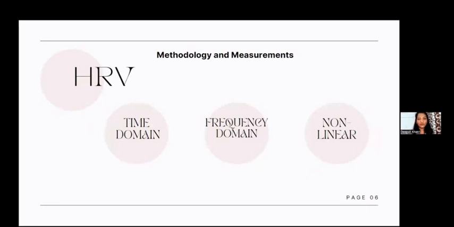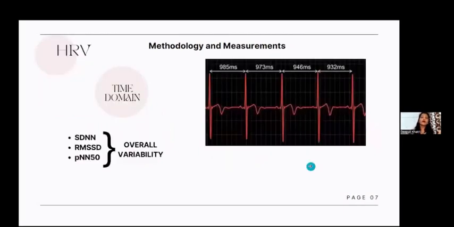Types of domains in which the HRV is analyzed. One is the time domain, frequency domain, and nonlinear parameters. So what are time domain parameters? Time domain depends upon the duration. These are the mathematical expressions which are calculated by the duration between the RR intervals.